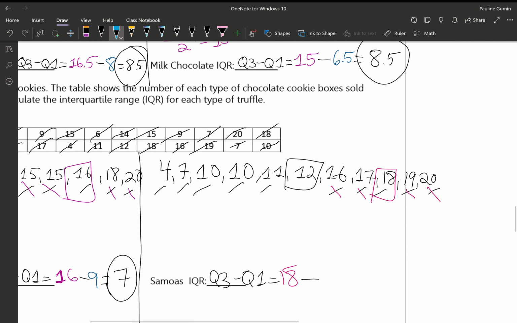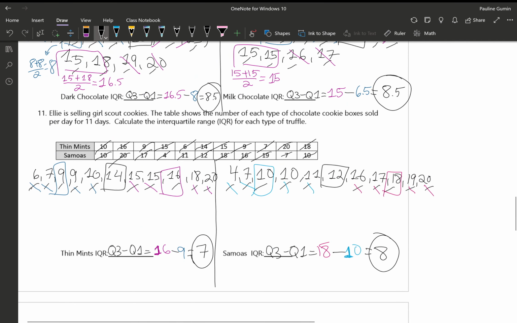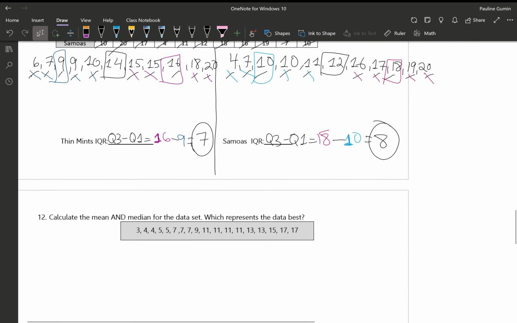And now let's do the left side. 10. All right, 18 minus 10 is 8. So the Thin Mints had a smaller interquartile range than the Samoas. But you know, I would joyfully eat them both.